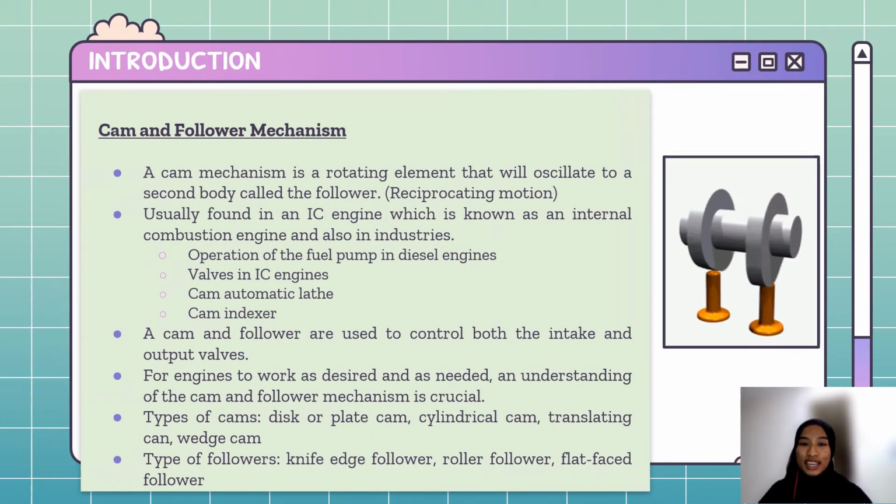Next, cam and follower mechanism. A cam is a mechanism that rotates or oscillates to the second body that is called the follower. This motion is known as reciprocating motion. Usually it is found in IC engine and also in industry. For example, operation of the fuel pump in diesel engine, valve in IC engine, and many more. I think that's all for me. I will pass to Shafi Azim to continue his part.